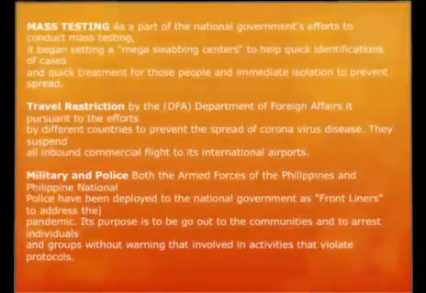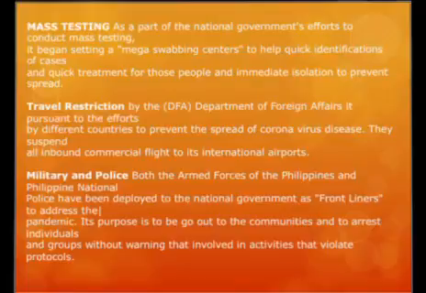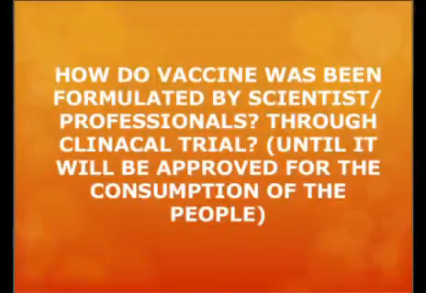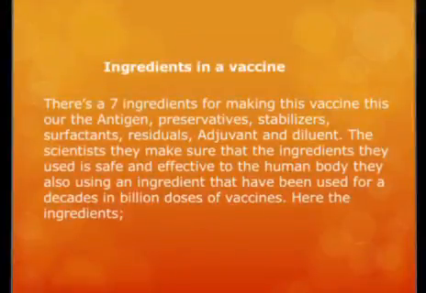These are the other examples of how does people respond to COVID-19. Mass testing, travel restriction, military and police. How the vaccine was being formulated by scientists, professionals, through clinical trial, until it will be approved for the consumption of the people. There is 7 ingredients for making this vaccine: antigen, preservatives, stabilizers, surfactants, residuals, adjuvant, and diluent. The scientists, they make sure that the ingredients they use is safe and effective to the human body.